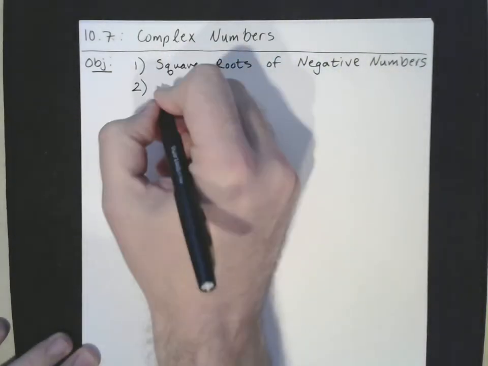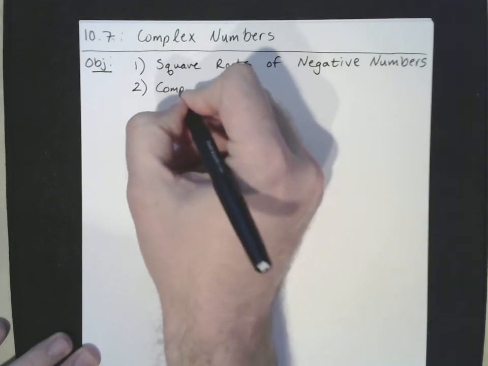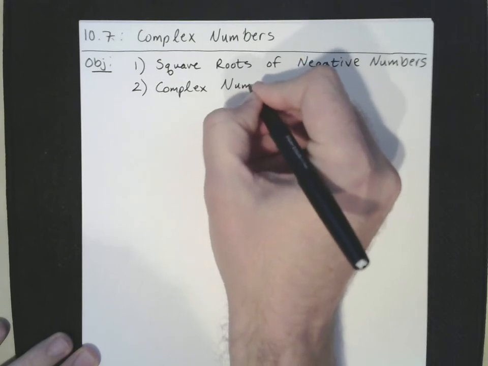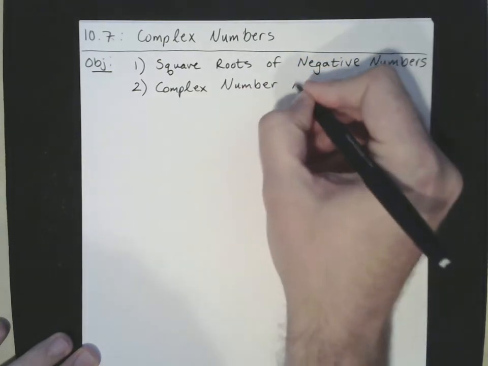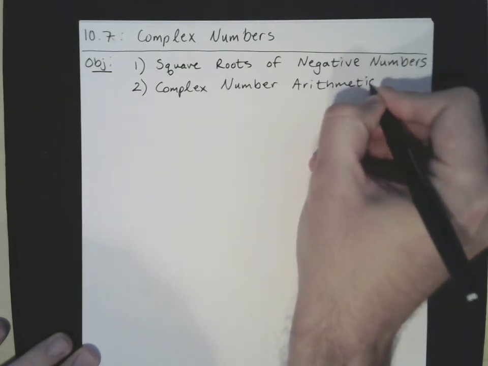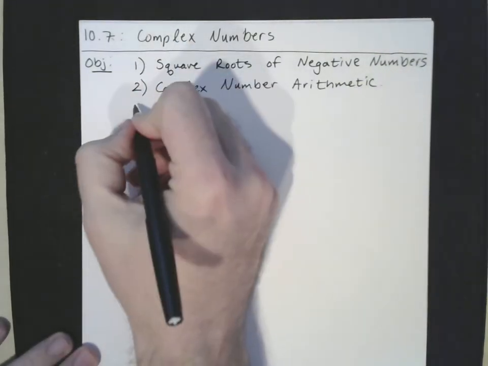The second is then to look at how we work with complex numbers. So this is complex number arithmetic. How do we add, subtract, multiply, divide, that kind of thing.